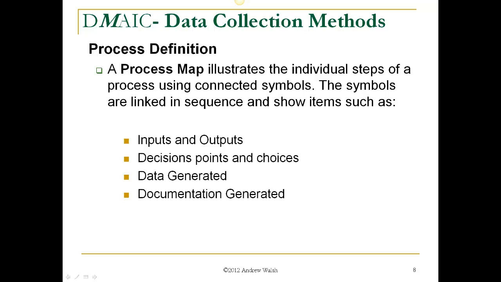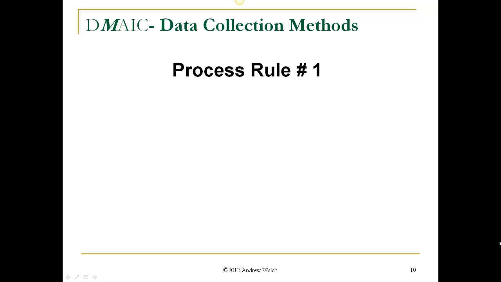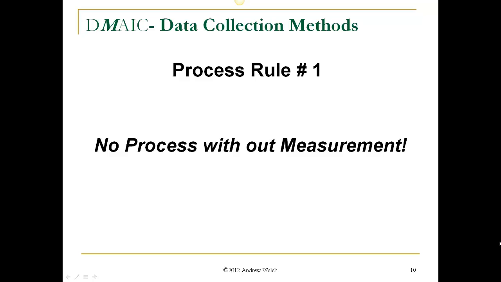And a process map, a more complicated one, illustrates the individual steps of a process using connected symbols. And the symbols are linked in sequence and show items such as what are the inputs and outputs, decision points and the choices that can be made, what data is generated, and the documentation that is generated. The SIPOC, as we talked about, is a form of a process map that connects all the suppliers and their inputs, processes, and their outputs, and the customers that receive them, so opportunities for improvement can be identified. The SIPOC and fishbone cause and effect diagrams will allow users to study relationships between inputs and outputs. And remember process rule number 1, no process without measurement.